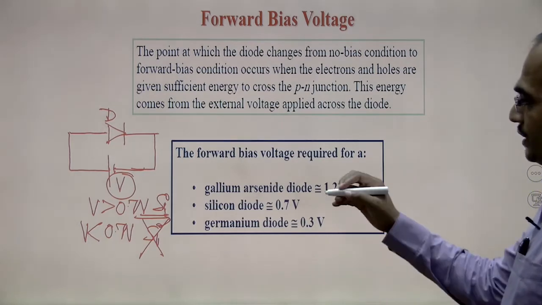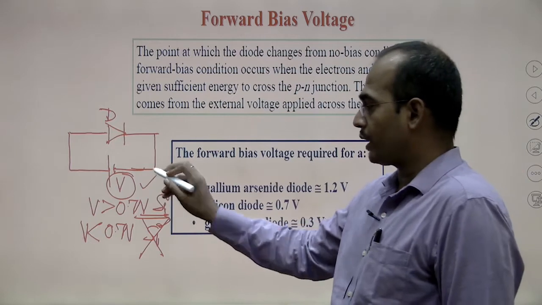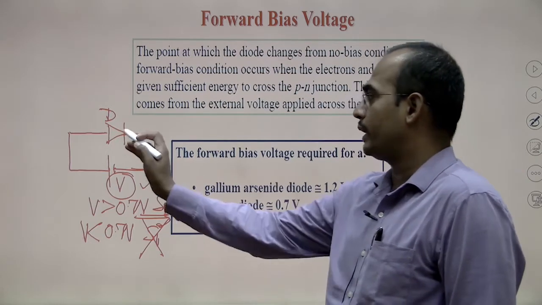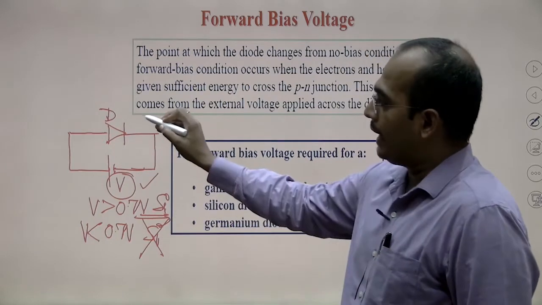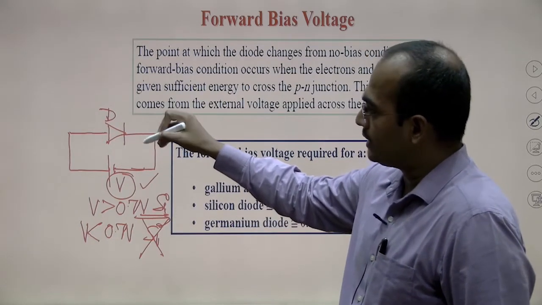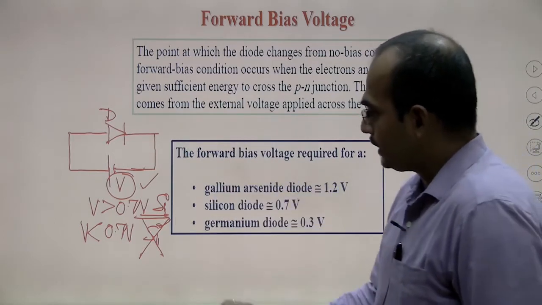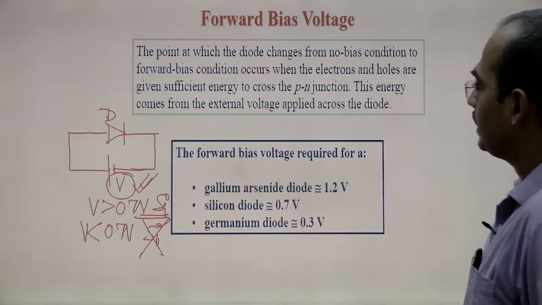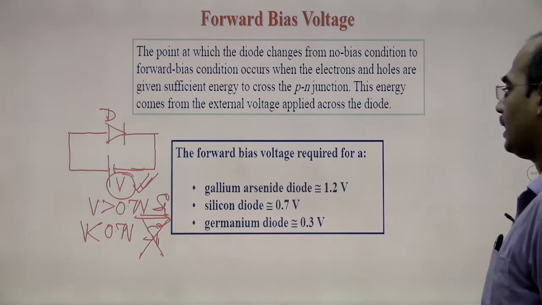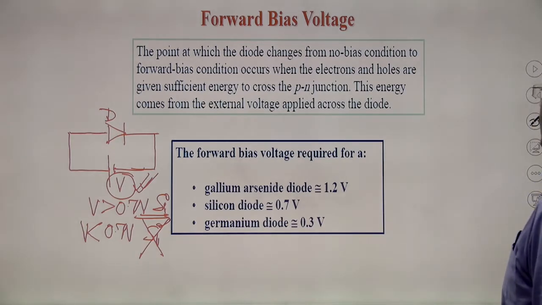So this is the necessary condition, that it should be connected in forward bias manner. For connecting in forward bias manner, you have to connect the P side of the PN junction diode to the positive terminal of the battery and the N side of the PN junction diode to the negative terminal of the battery. Second condition is that the applied voltage, that is V, should be greater than the cut-in potential of the PN junction diode.